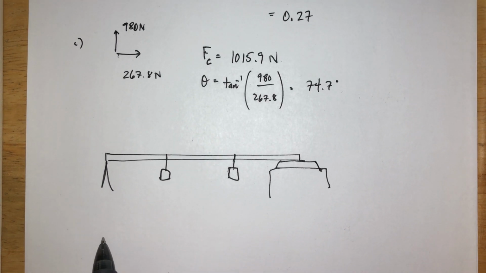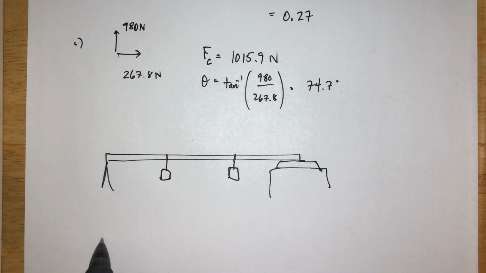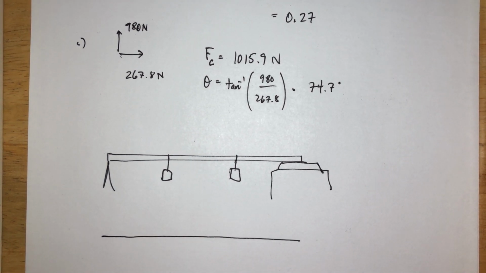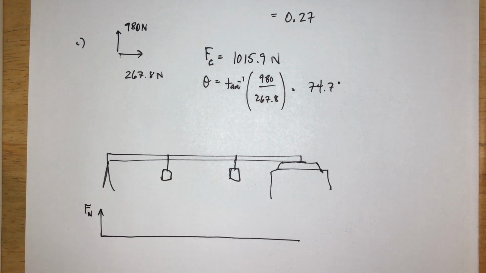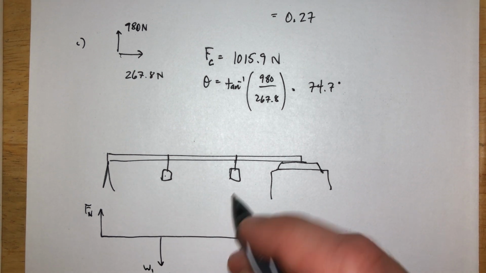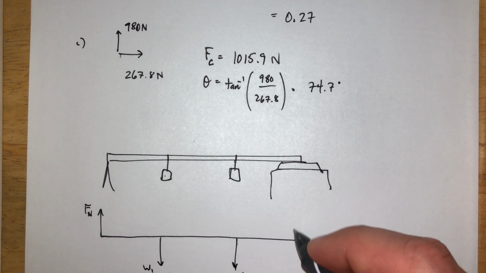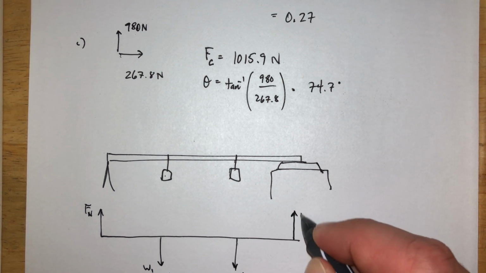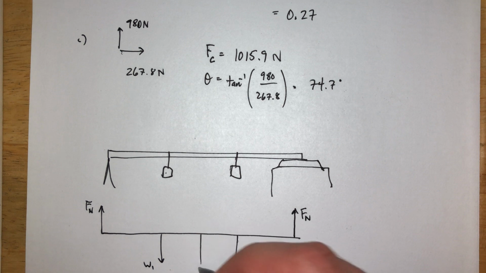Let's draw that extended body diagram we're talking about as far as the meter stick goes. All right, so there's a normal force here from the fulcrum. There's the weight of the mass hanging here, weight 1, let's call it. There's the weight of this mass hanging here, weight 2. There's the normal force from the scale. And there's the weight of the meter stick itself, which we have to be careful to include.